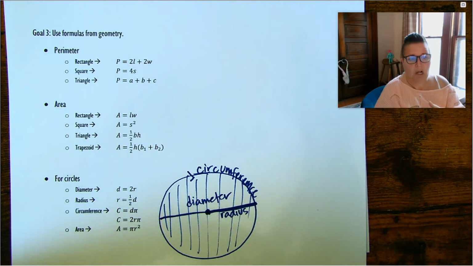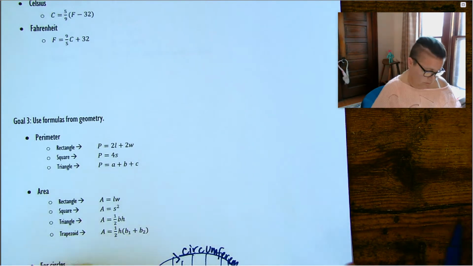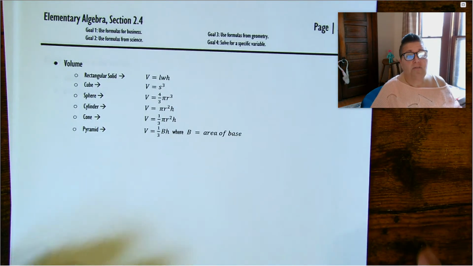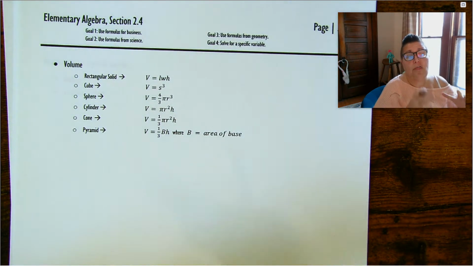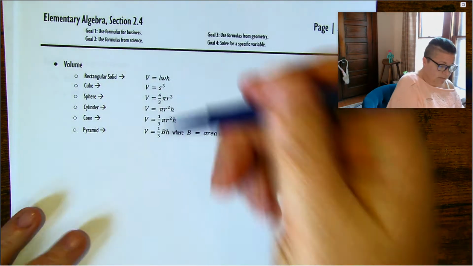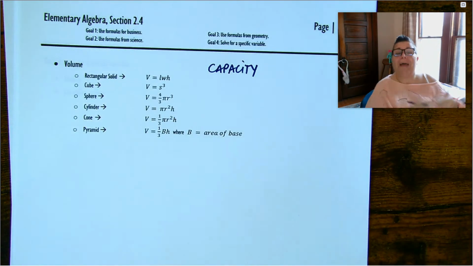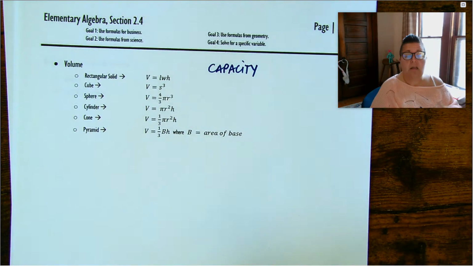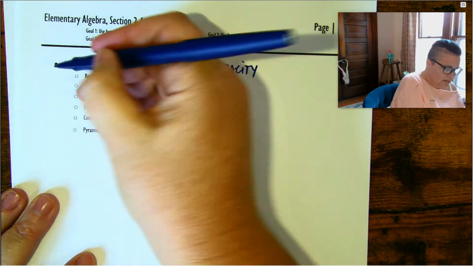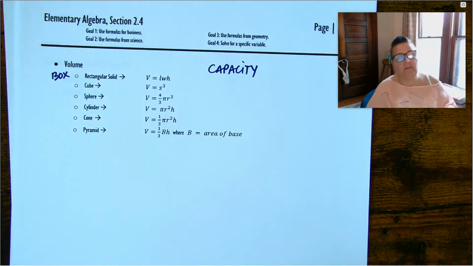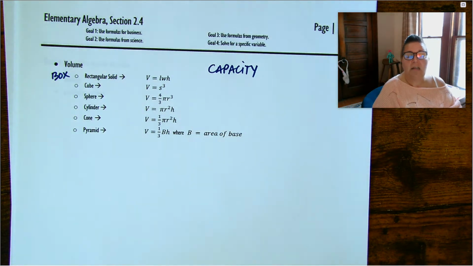Because we also do take into account some formulas from volume, and those formulas from volume are 3 dimensions. This is sometimes called a capacity, or the amount that you could fill. A rectangular solid is just another word for a box. So if we're talking about a box, we're talking about a rectangular solid. A cube is a box where all sides are equal. That's why it's S cubed, because your length, your width, and your height are all the same.